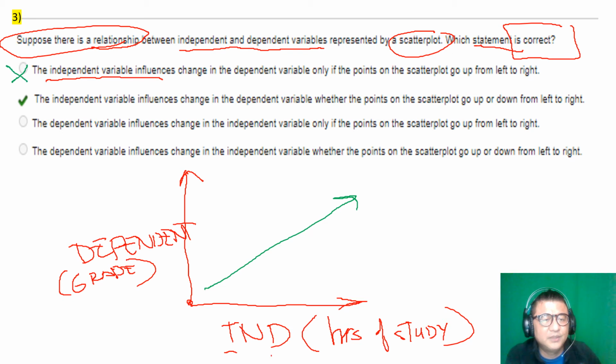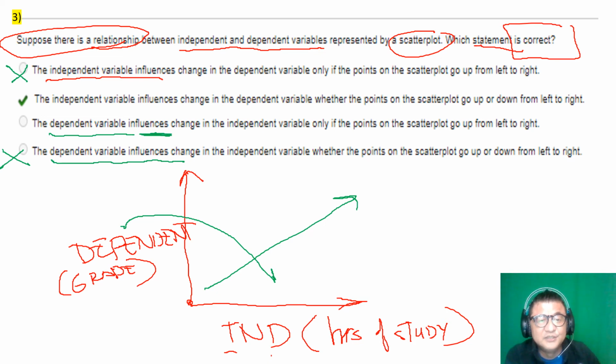Let's look at the last one. The dependent variable influences change. Does the dependent influence the change? No. It's the independent that influences the change. So that's wrong. The dependent variable influences the change. Again, it's not like that. It's the opposite. It's the independent that influences change to the dependent.